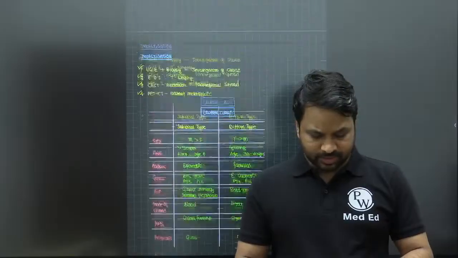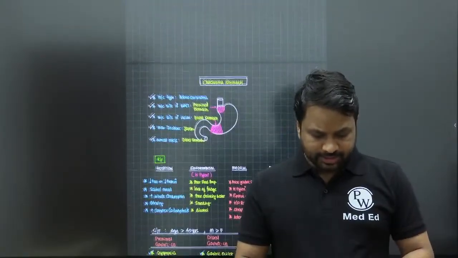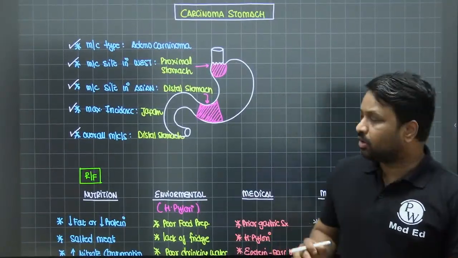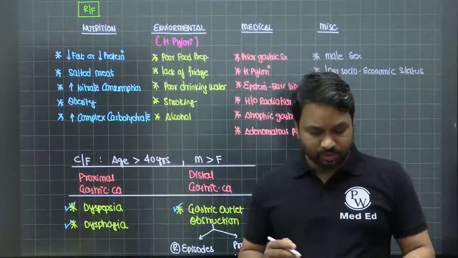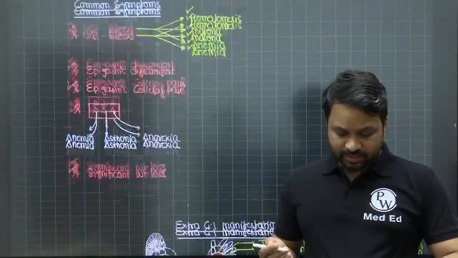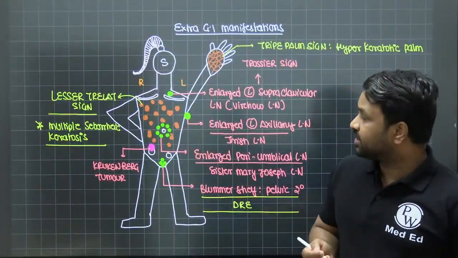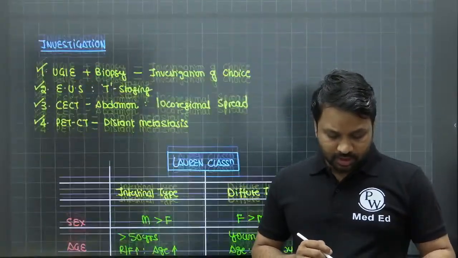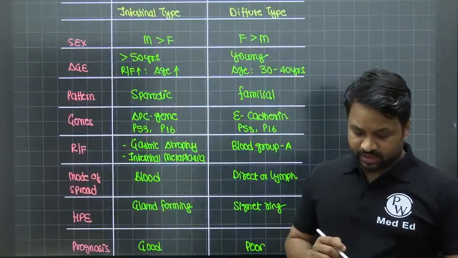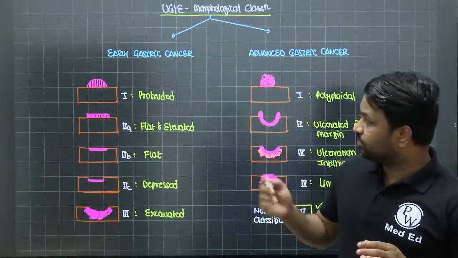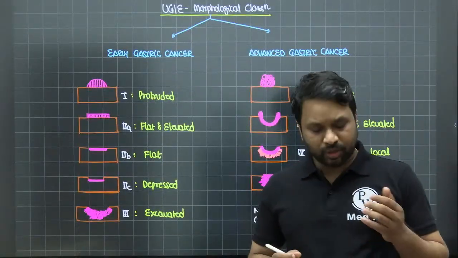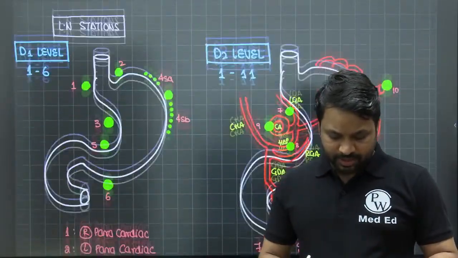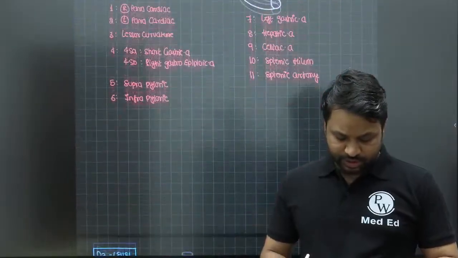All right. So last week we spoke about carcinoma stomach. We spoke about how the patient is going to present to you, the risk factors, the clinical presentation, the atypical, that is extra GI manifestations that we have, right? Then we spoke about how you investigate. We looked at the Lauren classification, the morphological classification based upon the upper GI endoscopy. Then you have the lymph node stations, right?